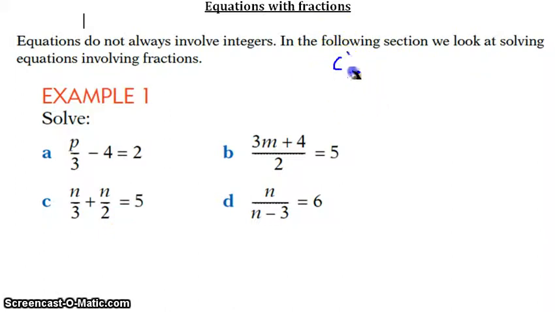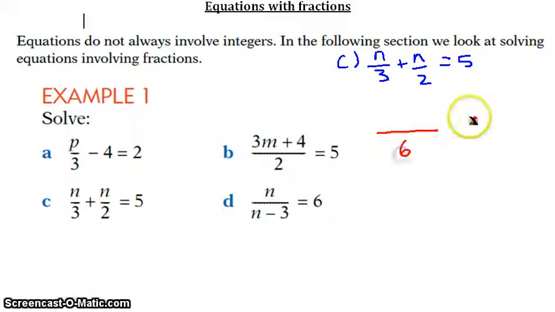Question C. It says n over 2, sorry, it doesn't say n over 2 at all. It says n over 3 plus n over 2 equals 5. Okay, now I need to think of the lowest common denominator of 3 and 2 that will help me get the same denominator. And that is 6. Okay, so I'm going to now have something all over 6 is equal to 30. Because really what I'm doing is I'm timesing 6 by this, 6 by this, and 6 by this.